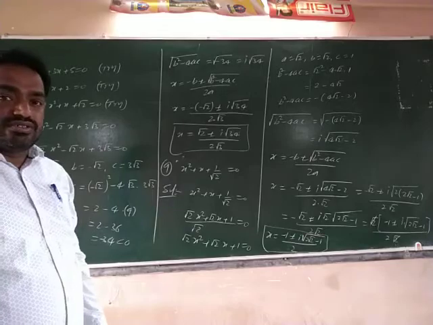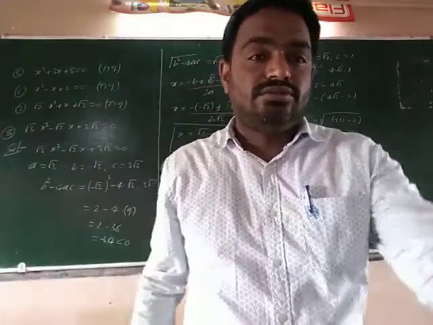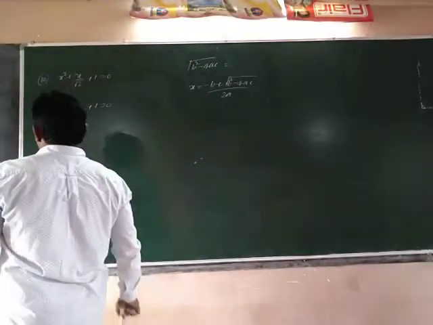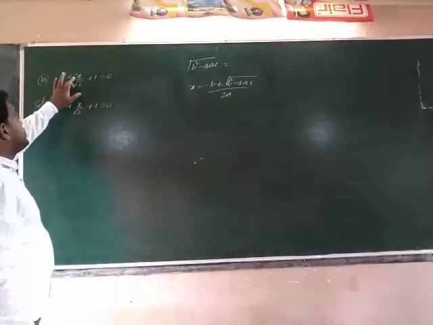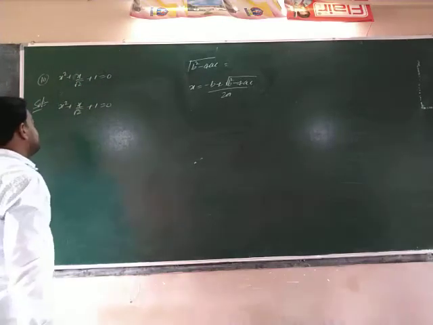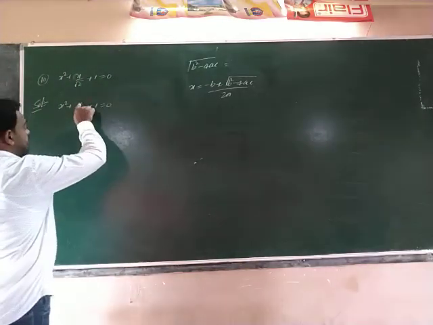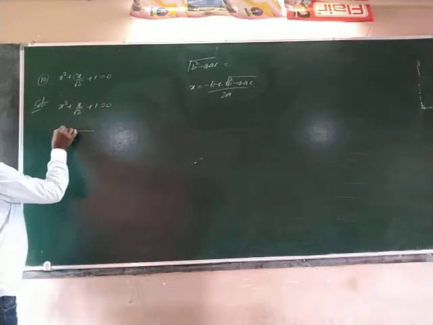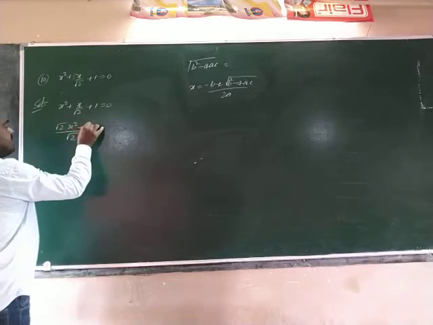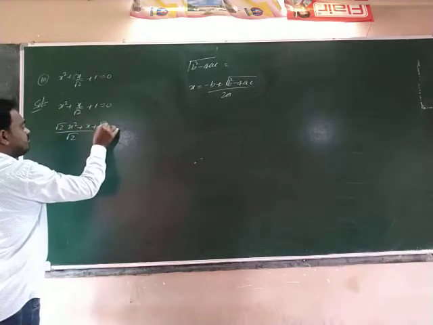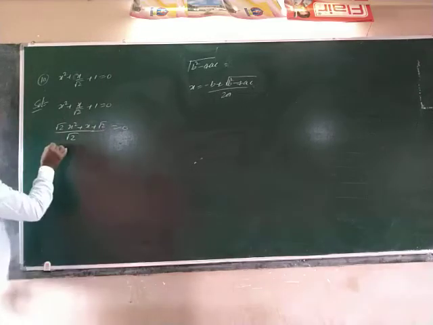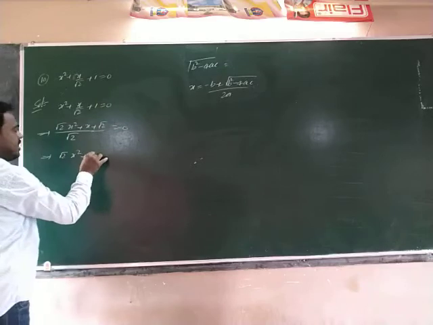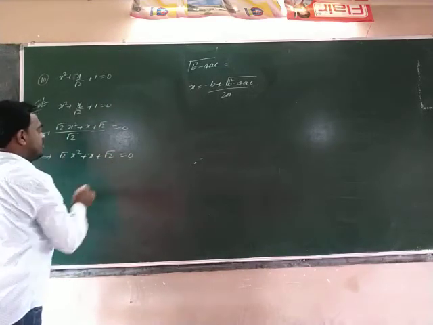Next, we have the last question. Last question in the chapter, the tenth one: x square plus x square root 2 plus 1 equal to 0. Solution: x square plus x square root 2 plus 1 equal to 0. Here root 2 is the LCM. Root 2 x square plus x plus root 2 equal to 0. That implies root 2 x square plus x plus root 2 equal to 0.